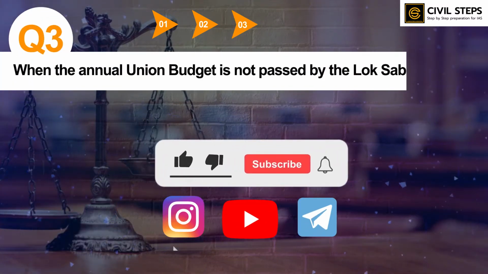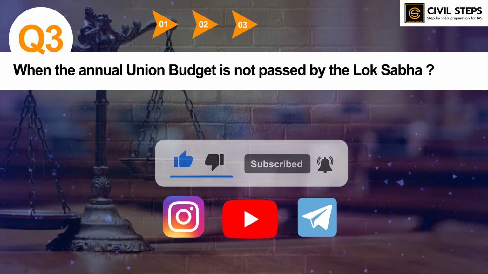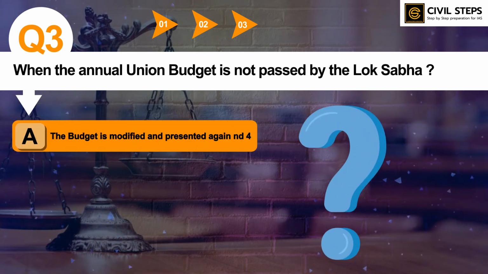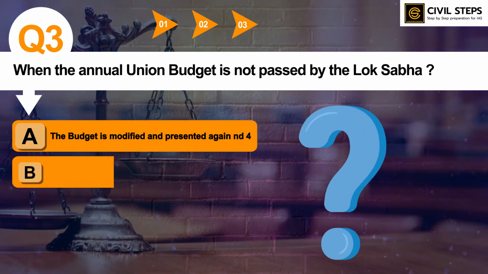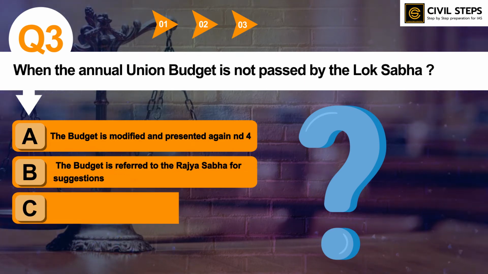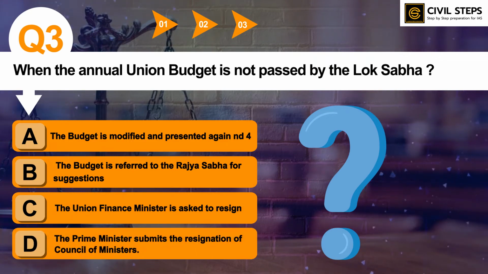When the annual union budget is not passed by the Lok Sabha, what is the consequence of it? Option A, the budget is modified and presented again. Option B, the budget is referred to the Rajya Sabha for suggestions. Option C, the Union Finance Minister is asked to resign. D, the Prime Minister submits the resignation of Council of Ministers. So you can tell the answer in the comment section.